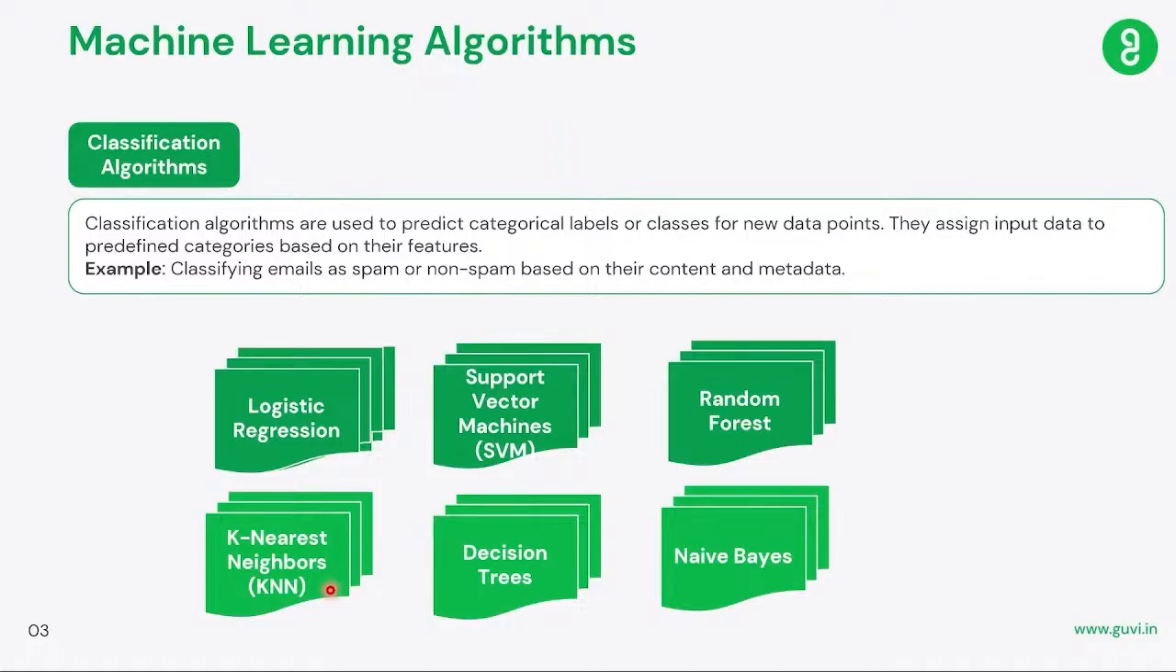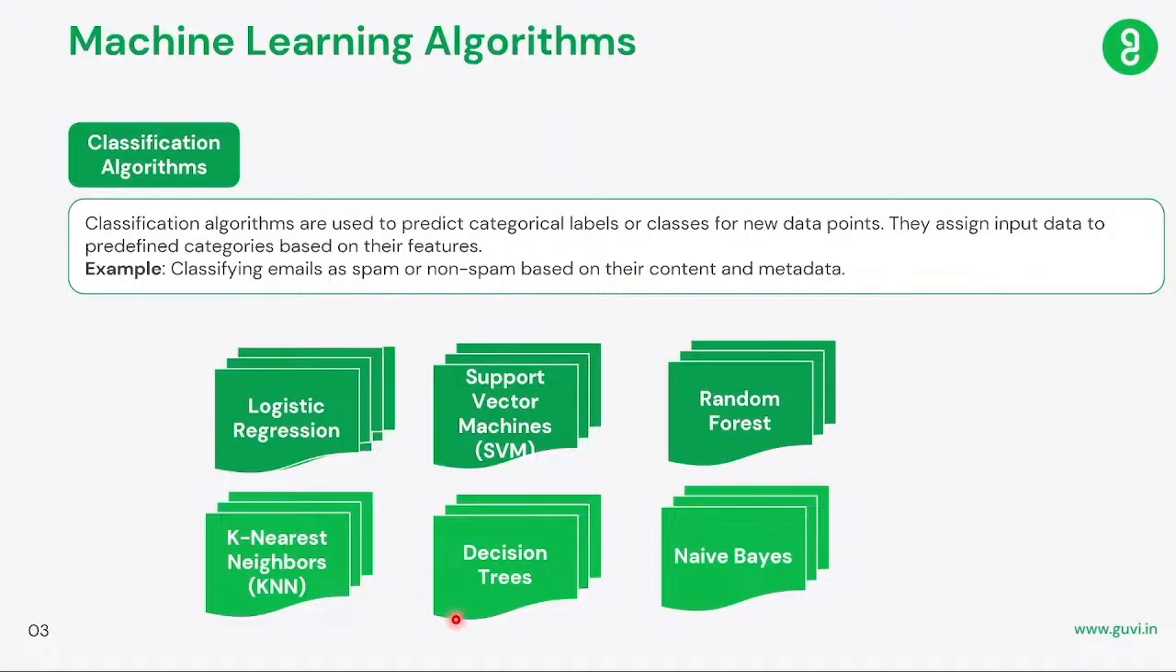Now KNN, K nearest neighbors. KNN is a simple algorithm that stores all the available cases and classifies new cases based on a similarity measure such as distance. An industry example for KNN would be predicting the sentiment of a product review as positive or negative based on similar reviews in sentiment analysis applications for e-commerce.